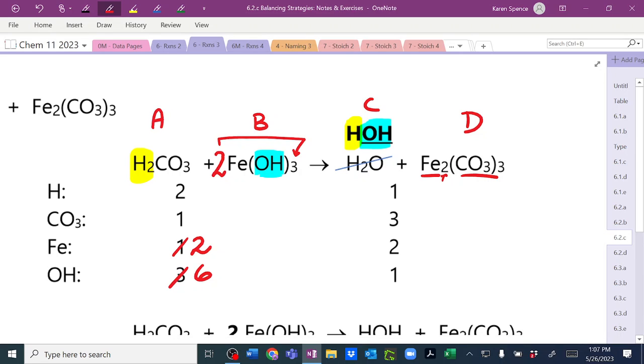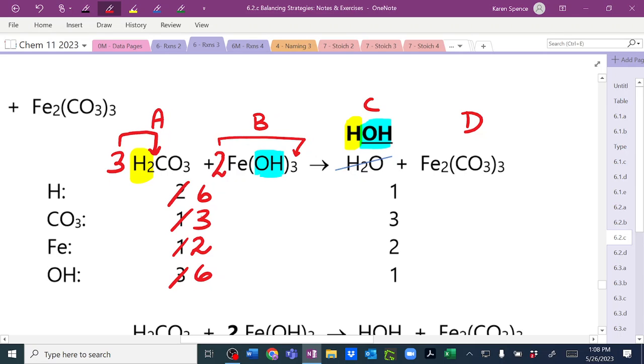Who should we do next? We did iron. CO3. How many CO3s on the right? There are 3 CO3s on the right. Okay. 3 CO3s. So we need to have a 3 here. That's going to change CO3 to 3. And that also changes hydrogen. So now instead of having 2 hydrogen, we have 6 hydrogen.